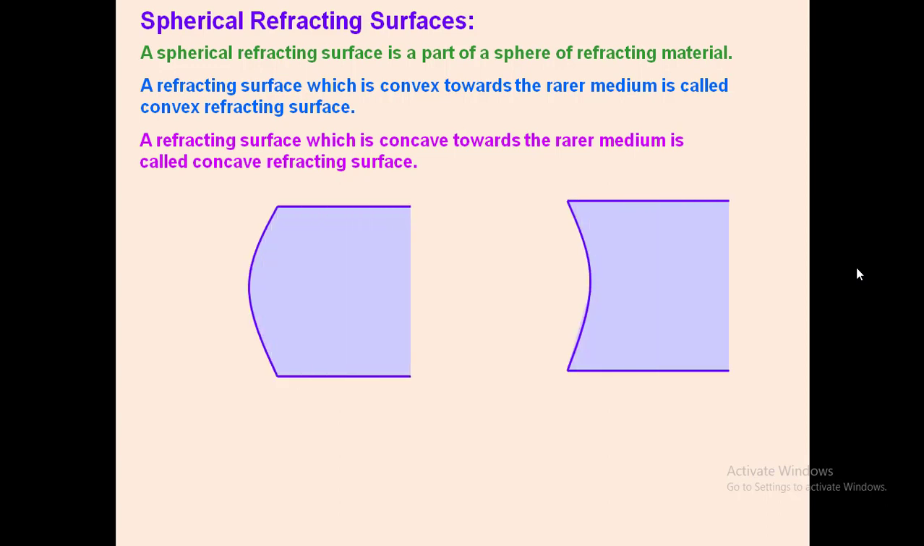Now you can see both the surfaces here. This is the convex refracting surface, this is the concave refracting surface. Now if you see, here it is acting as the rarer medium because it is kept outside, and this is inside the spherical surface, so it will act as a denser medium. Now for the second one also, this is the rarer medium, which is kept in air, and this will act as a denser medium.